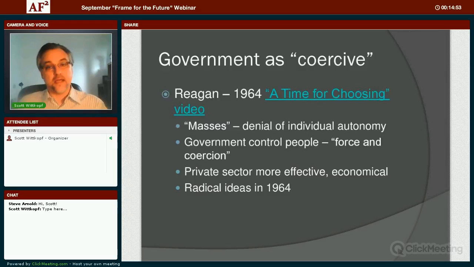And then a little bit later on in the speech, and with this being posted on the website, you can listen to the whole thing, he talks about how the private sector is more effective and economical. And you have to consider in the context of 1964 that this was a radical idea. We just came off of the New Deal, coming off of the Great Depression, and all the pushback against the corporate powers that were pretty much dominating economic public policy.